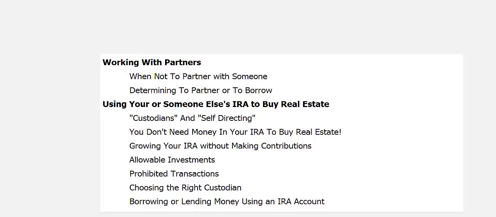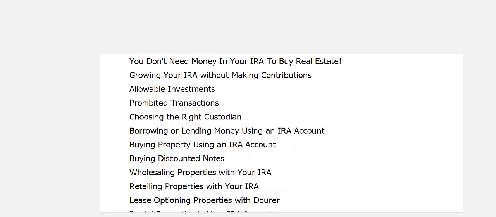Borrowing or lending money using an IRA account. Buying property using an IRA account. Buying discounted notes in your IRA account. Wholesaling properties with your IRA. Rehabbing properties with your IRA.